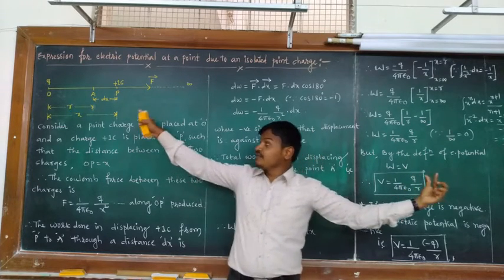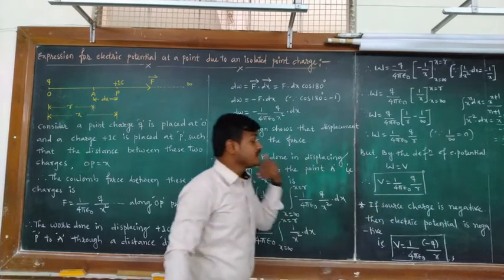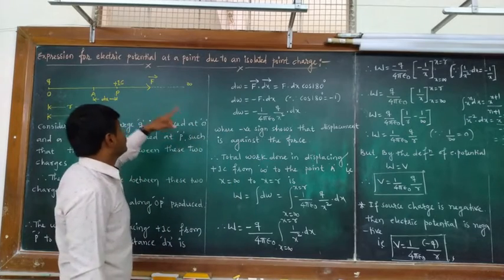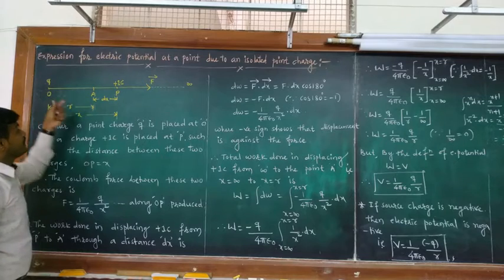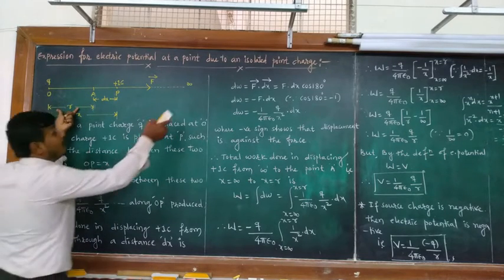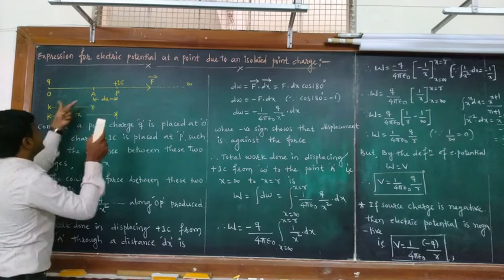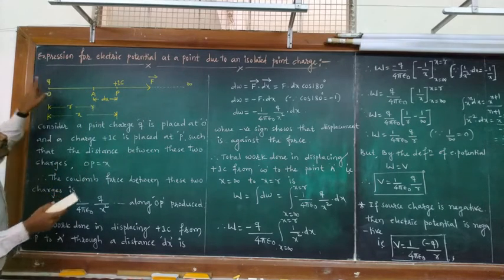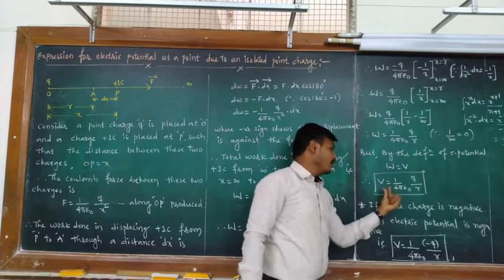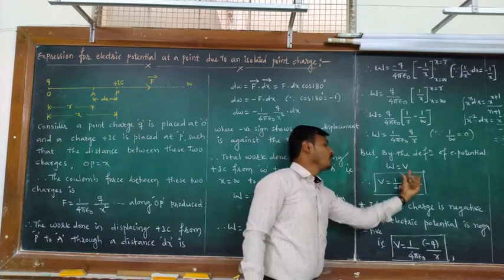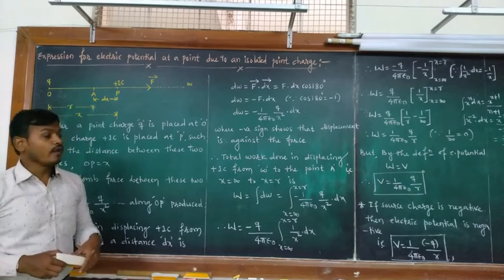In this diagram, the source charge is positive. That is why we have taken plus Q. And the next one, the distance at which the given 1 coulomb charge is brought in the electric field. That distance from the source charge is R. It means we have brought the unit positive charge from infinity to the point A, which is at the distance R from the plus Q charge. Therefore, V is equal to 1 upon 4 pi epsilon naught Q divided by R. This is the expression for electric potential at a point due to an isolated point charge.